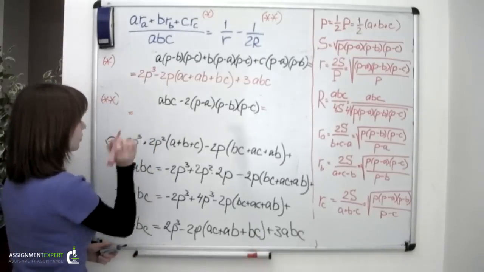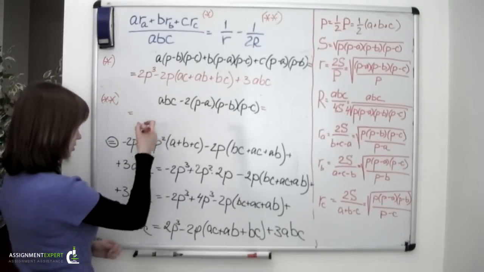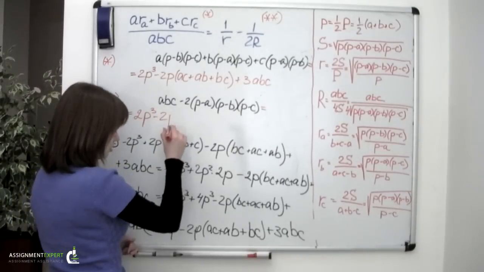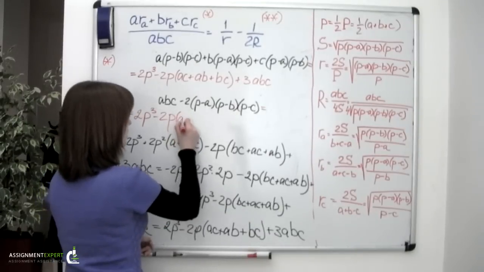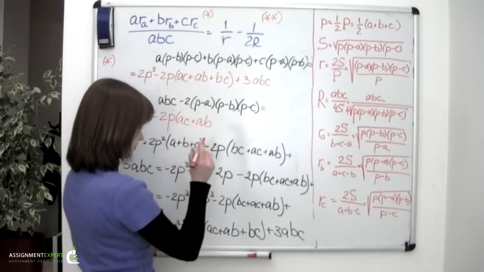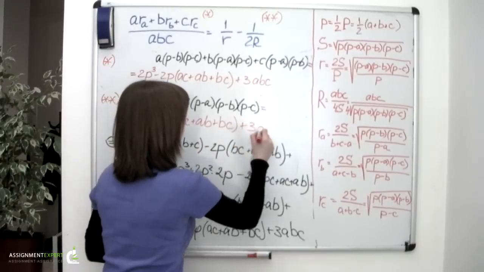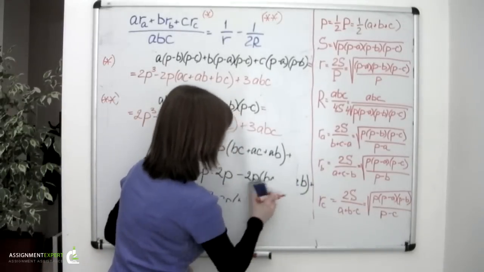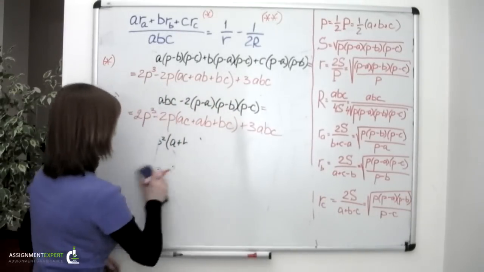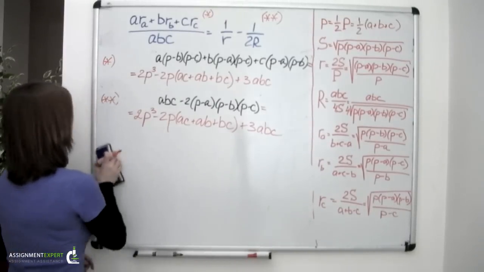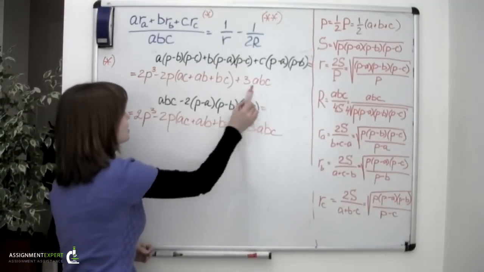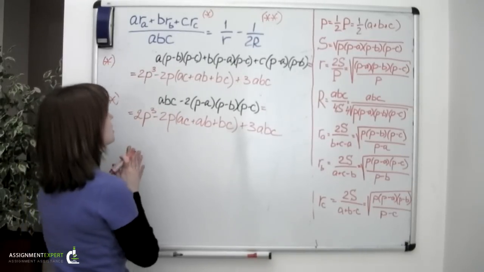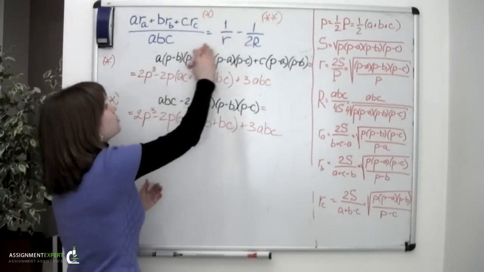Let me rewrite it over here. So we came to an expression of 2P cubed minus 2P times (AC plus AB plus BC) plus 3ABC. We'll see that they're the same, that they're exactly the same. And this means that our identity, which was written in blue, is true.